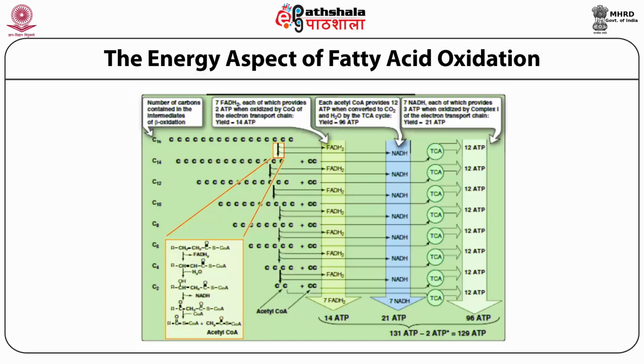The number of ATP formed through FADH2 is 14, through acetyl-CoA is 96, and through NADH is 21. These all together result in the formation of 131 ATP, and since 2 have been utilized in the steps, an overall 129 ATP is formed.